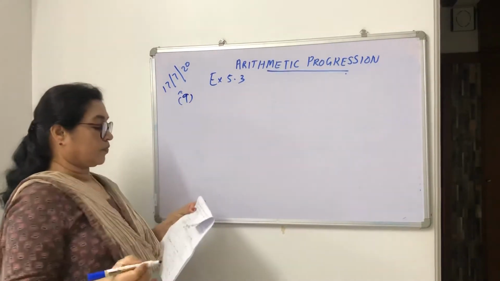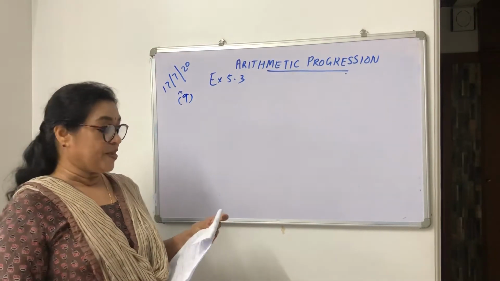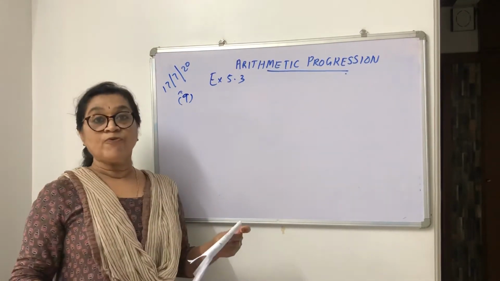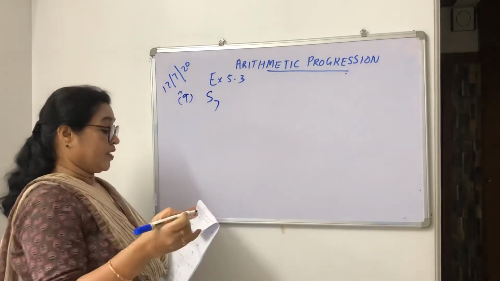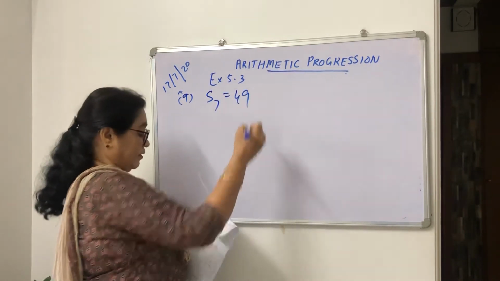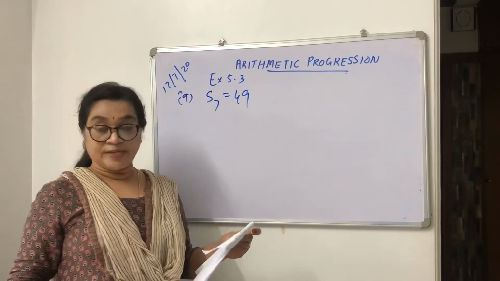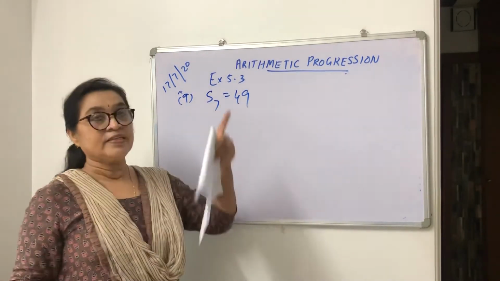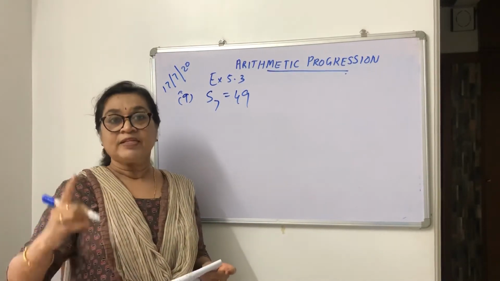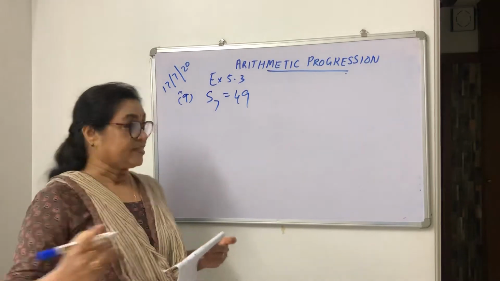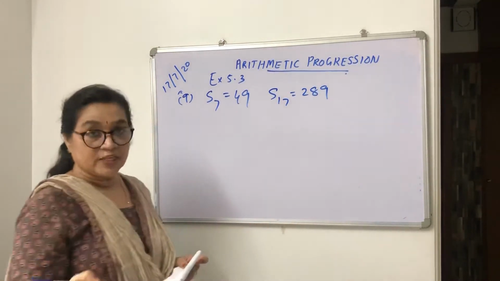Ninth one. If the sum of the first 7 terms of an AP is 49, that is S7 is 49, and that of the first 17 terms is 289, that means S17 is equal to 289. Once again I will read.